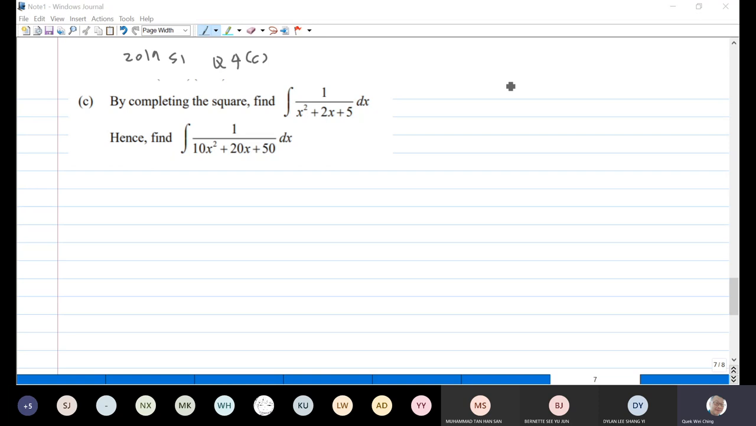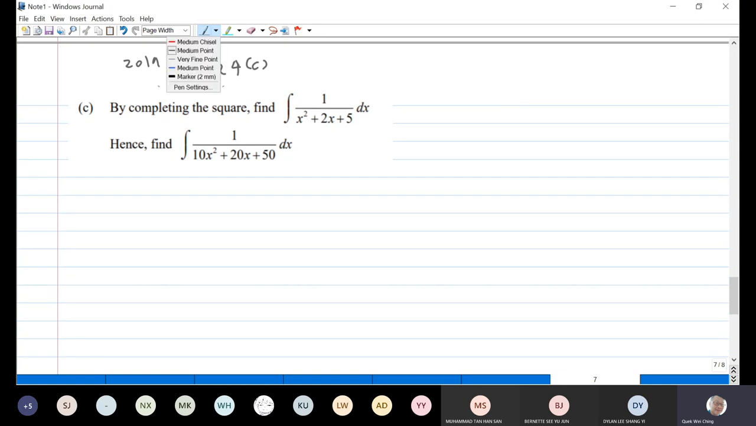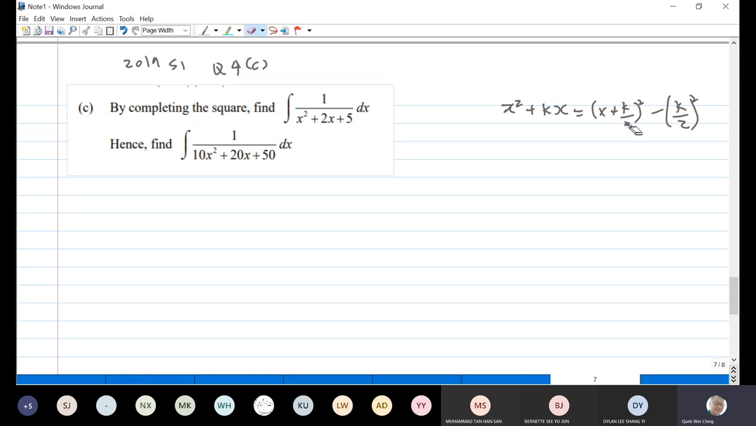So completing the square is actually x squared plus kx is equal to (x plus k over 2) squared minus (k over 2) squared. This is completing the square. Okay, this one is on page 4-5 in our notes.